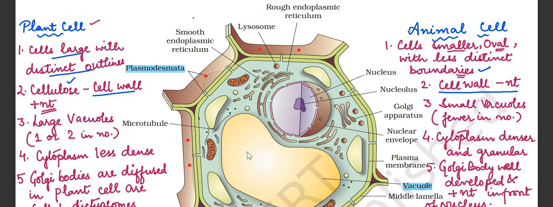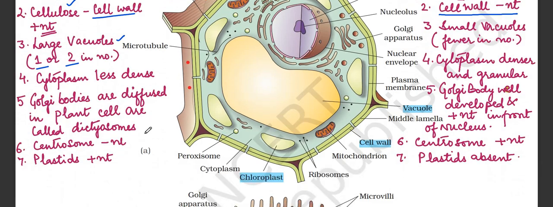Vacuoles are large because plant cell has to show some adaptation due to adverse conditions. So these are having large vacuoles. The number of vacuoles must be one or two or sometimes it can be three as well. But in animal cell the vacuoles are fewer in number and small in size.